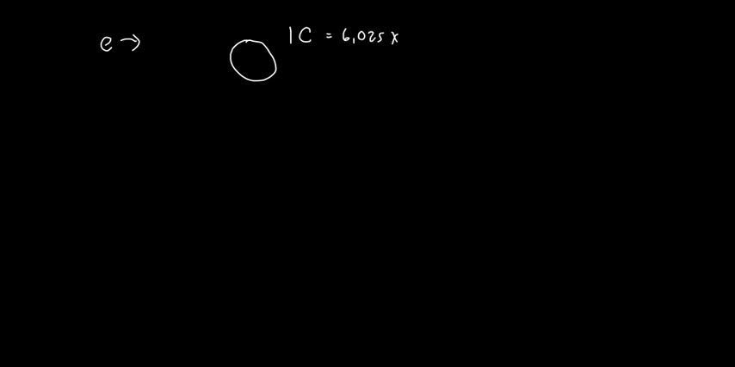6.025 times 10 to the power, it's what? It's 25, right? Electrons. Yeah, it should be 20, that number of electrons. So it's quite a huge number of electrons. So a coulomb of charge represents a group of electrons.